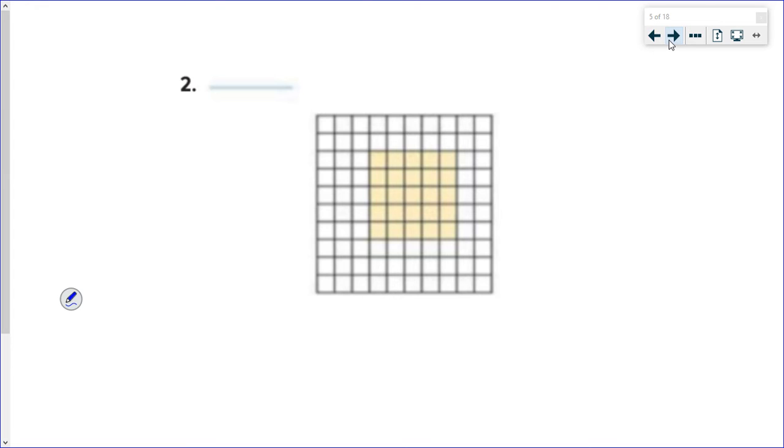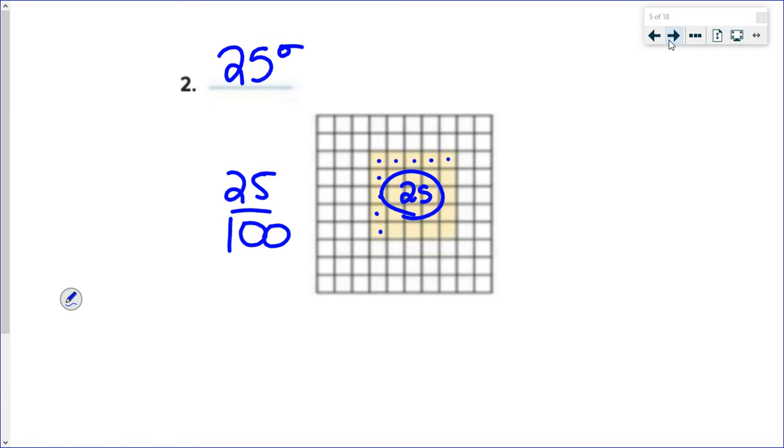Okay, if you did this correctly, you should notice that there's 1, 2, 3, 4, 5 up top, 2, 3, 4, 5 on the side. So 5 times 5 is 25. So there's 25 pieces shaded. So that means 25 out of 100 pieces are shaded, which means the answer should have been 25% of this 10 by 10 grid is shaded.